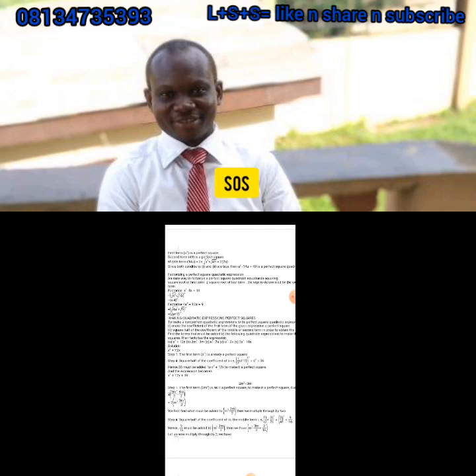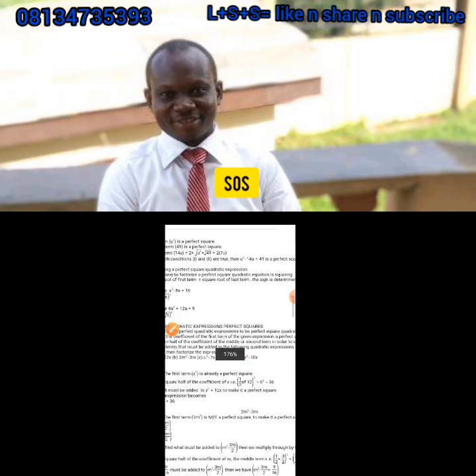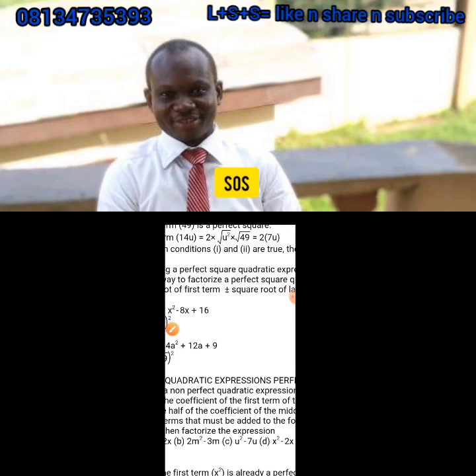Okay, let's move on with this particular question. The topic: we are factorizing a perfect square quadratic expression. An easy way to factorize a perfect square quadratic expression is by squaring the square root of the first term plus or minus the square root of the last term. You can see plus or minus. Let me bold that.